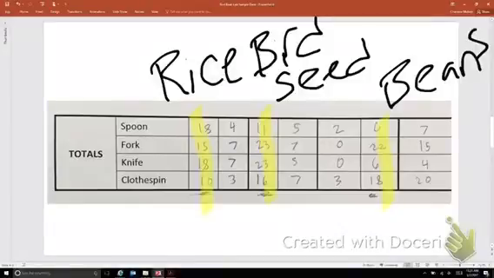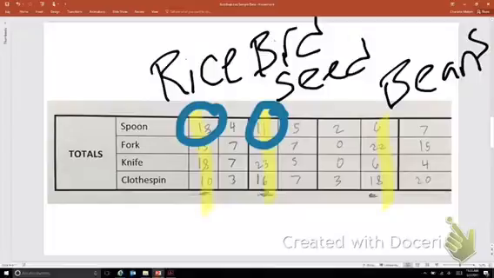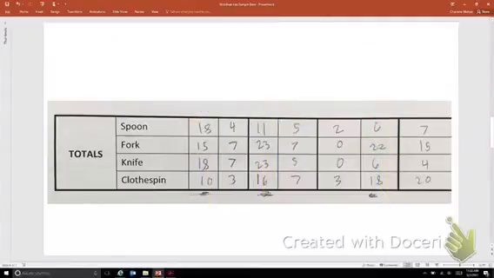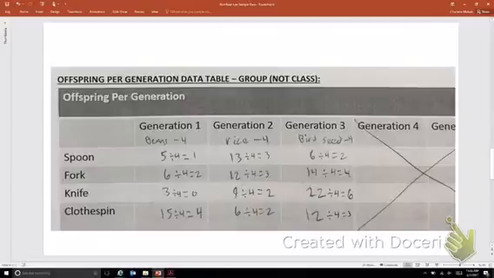So in your group totals, you have rice, birdseed, and beans are the three highest of your food sources. And so what you want to do with this information is go ahead and look at the spoon. Notice that for spoon, you have 18 for the rice, 11 for your birdseed, and 6 for your beans. So 18, 11, and 6. Now let's go back and look at the actual graph.